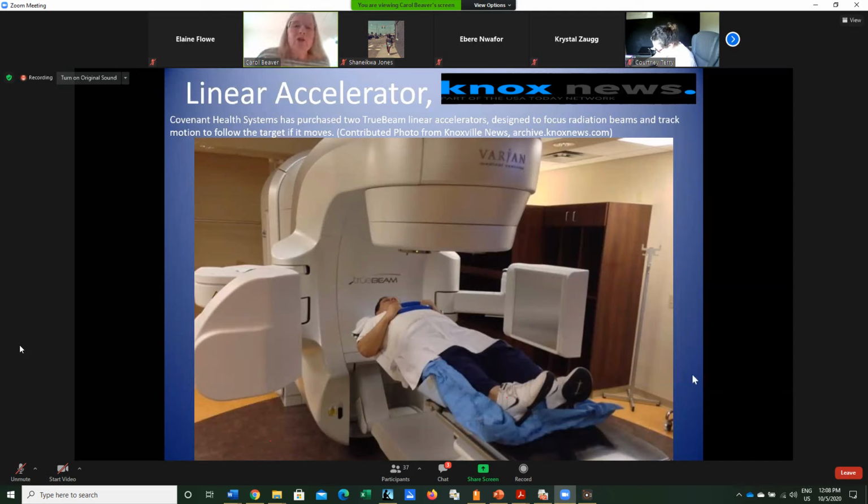But this is a linear accelerator. This is a new picture. I just put this here because I wanted to cite where I got it from. The Covenant Health System has purchased 2 TrueBeam linear accelerators designed to focus radiation beams and track motion to follow the target if it moves. That's the type of thing. This one was from Tennessee, I think. But that's a more modern one. I had a different picture from a textbook that looked ancient, so I wanted to make sure you saw the newest kind.